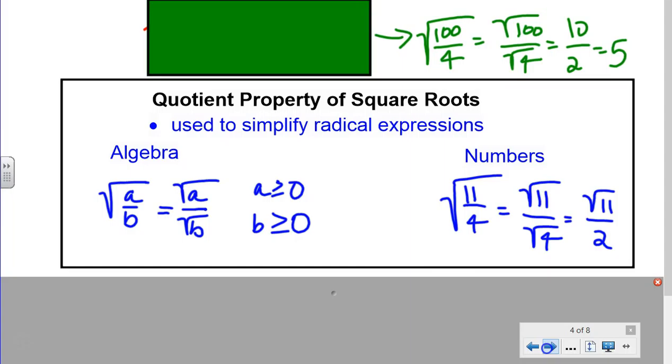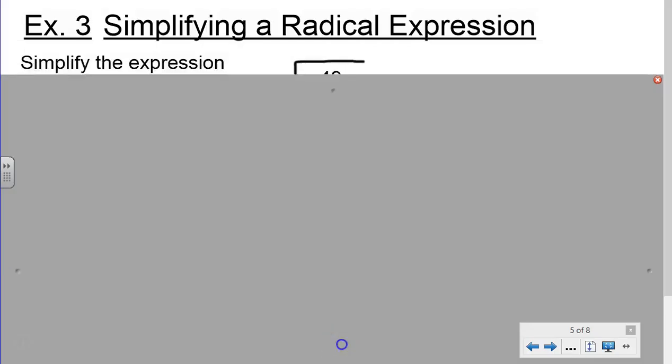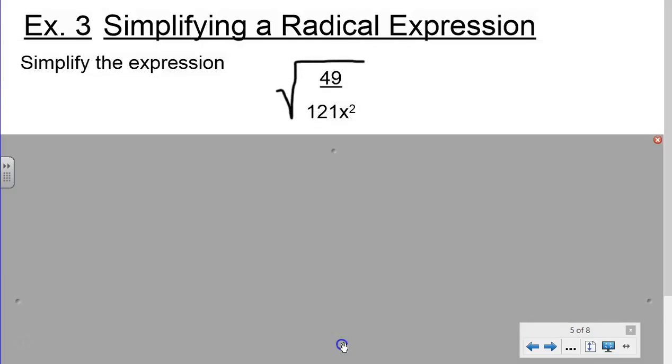We are going to simplify a radical expression, so there will be fractions here. And here's my expression. Oh, and there's variables. Yay, that's algebra. Here we go. The square root of 49 over 121x squared.